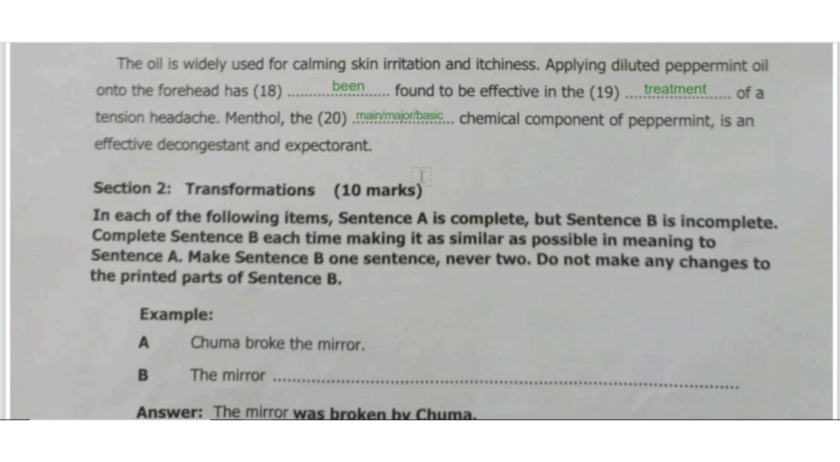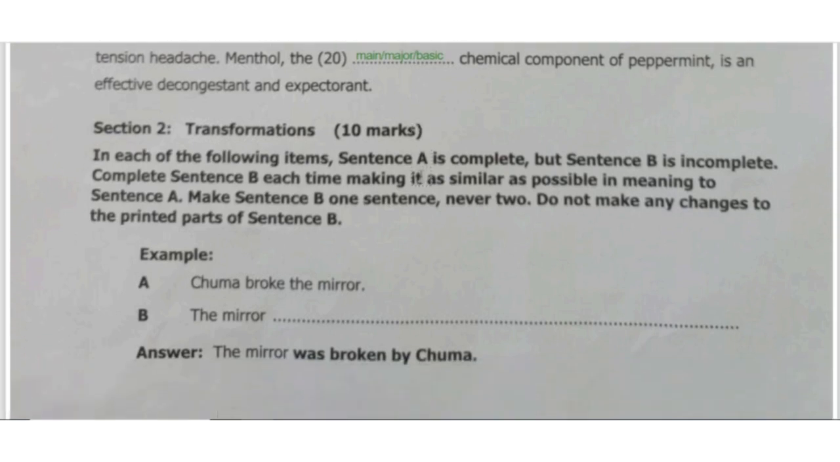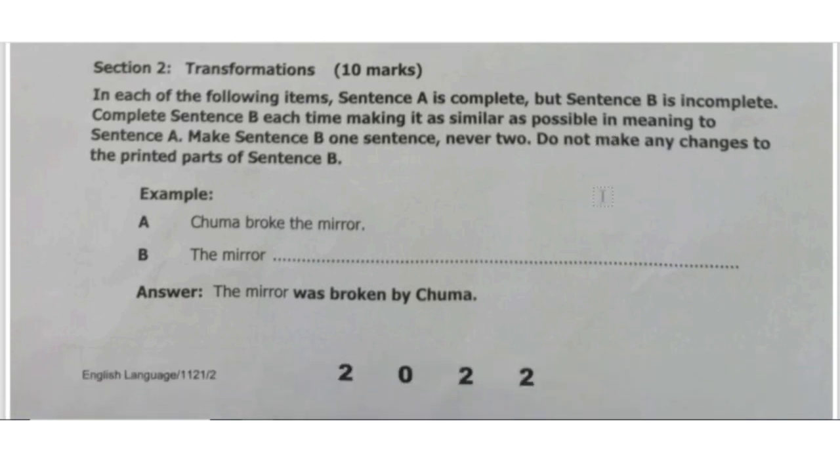10 marks. In each of the following items, sentence A is complete, but sentence B is incomplete. Complete sentence B each time, making it as similar as possible in meaning to sentence A. Make sentence B one sentence, never two. Do not make any changes to the printed parts of sentence B. Okay, so an example is given.